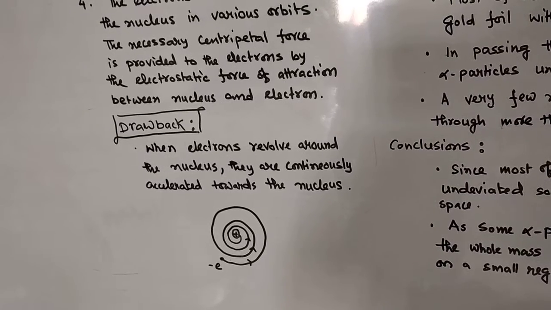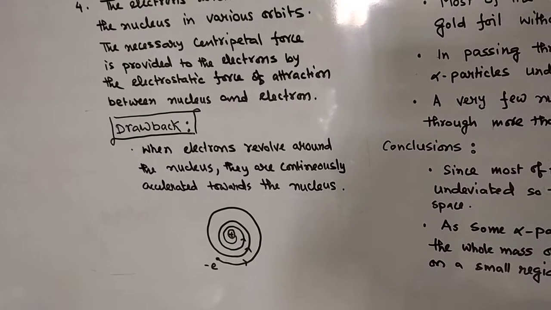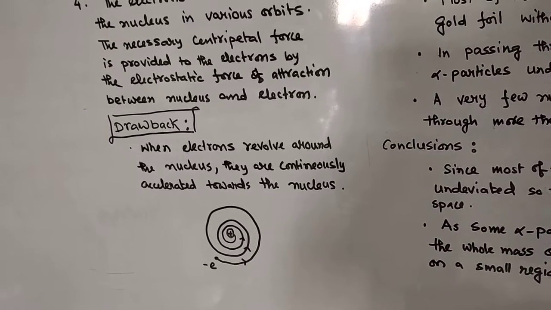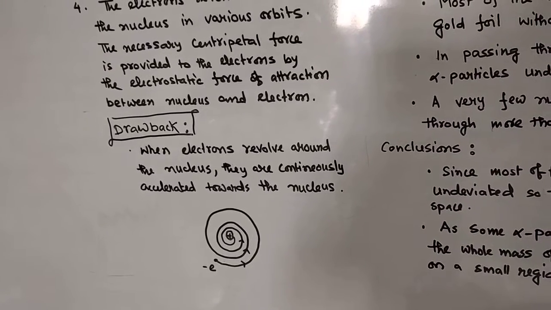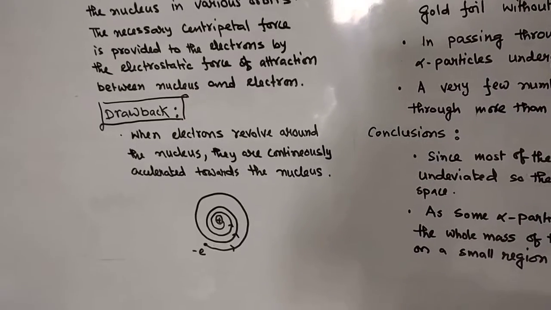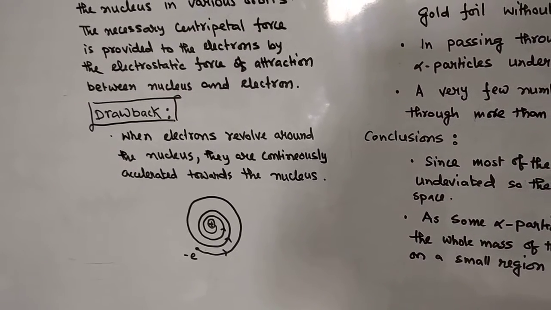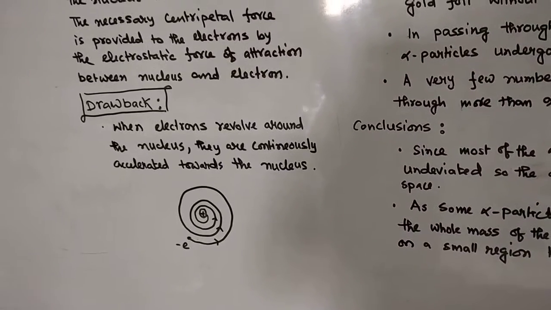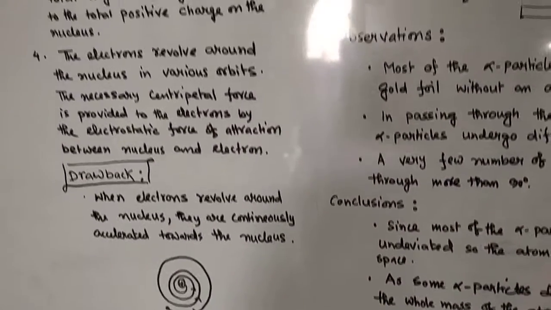So the Rutherford model could not explain the stability of the atom. The last point, the drawback: when electrons revolve around the nucleus, they are continuously accelerated towards the nucleus, and there may be a possibility that the electron will merge into the nucleus, making the system unstable. The stability of the atom could not be explained by the Rutherford model.